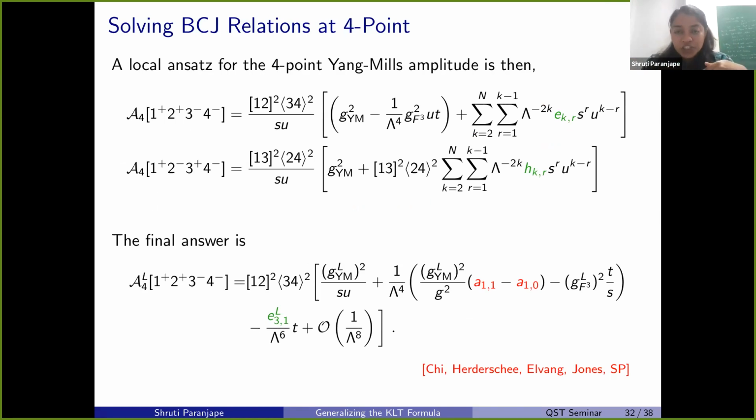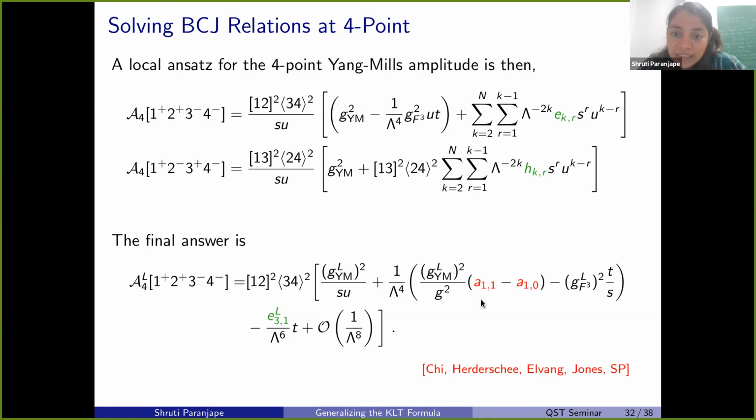And in addition, you add an ansatz for all the contact contributions. I've only shown the MHV sector over here. In principle, because you have an F cubed interaction, you will also generate all plus and all minus, and all 3 pluses, 1 minus, all of those combinations. Okay, so then you impose the BCJ relations and you get a final answer. One thing to note is that all of these H coefficients get fixed in terms of the E coefficients.